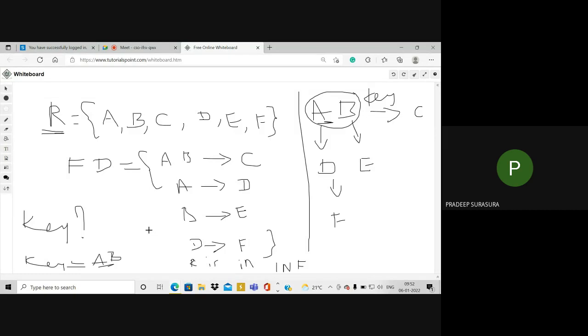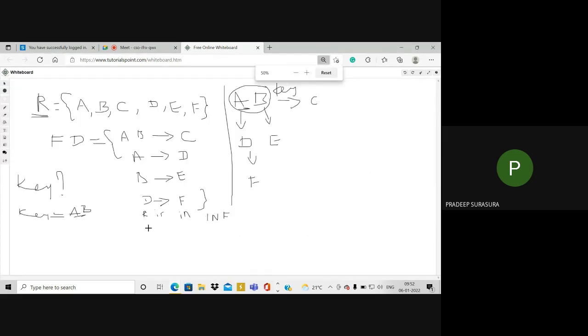Then write the second normal form definition. There are two definitions, right? You can write any definition, either the alternate definition or the other definition. They both are one and the same. So next write down the second normal form definition. What is the second normal form definition?